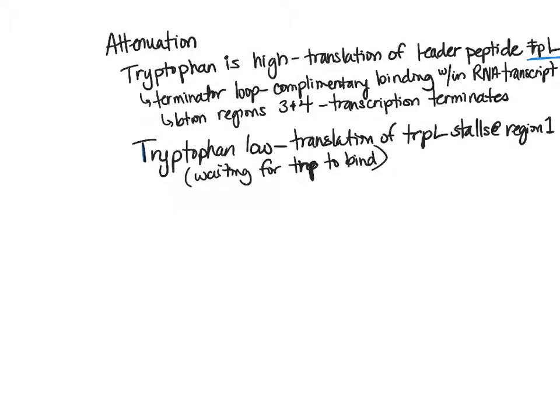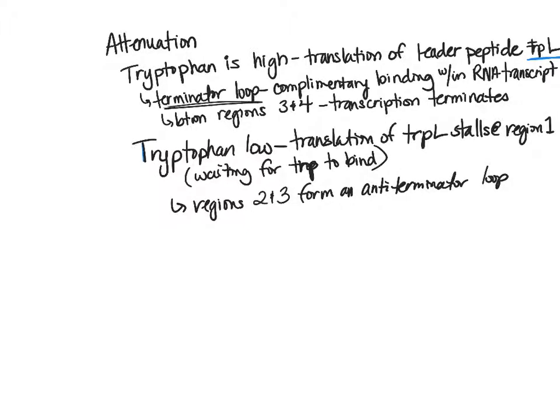Since it's waiting a while in cell terms, then regions 2 and 3 are going to form an anti-terminator loop. So obviously the opposite of what we just spoke about up here. We have a terminator loop which terminates transcription. Down here we have an anti-terminator loop. And so when this anti-terminator loop is formed between regions 2 and 3, then RNA polymerase is able to continue on and transcribe the trp operon.